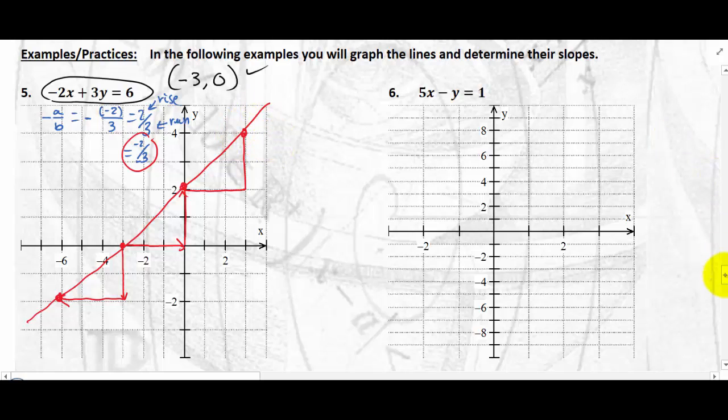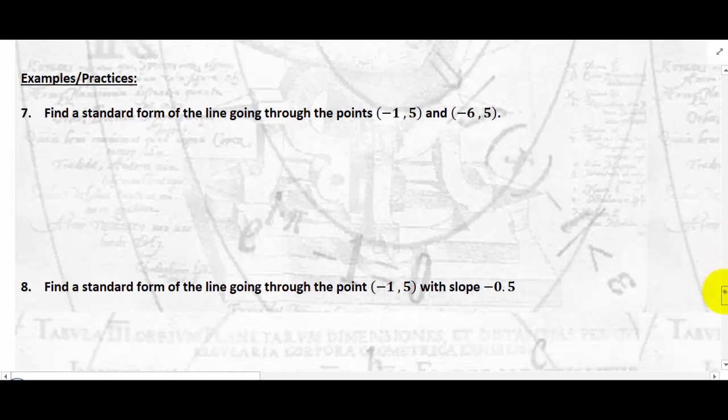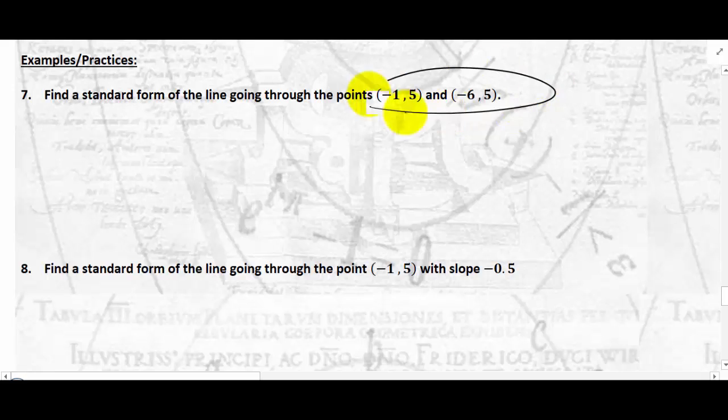I'm going to let you do number 6. I'm going to do example number 7. I want you to find the standard form of the line that goes through this point right here. Let's get the slope. What's the slope of this line? 5 minus 5. Oh, whoa, that's 0. And then -6 minus -1, -6 plus 1. So 0 over -5 equals 0. The slope of this line is 0, right?